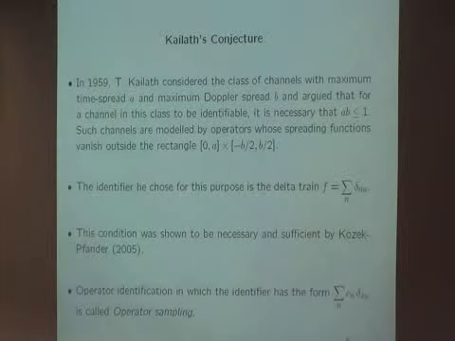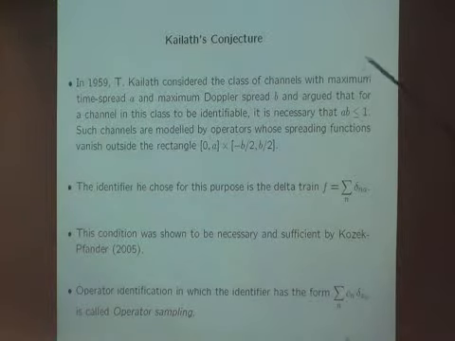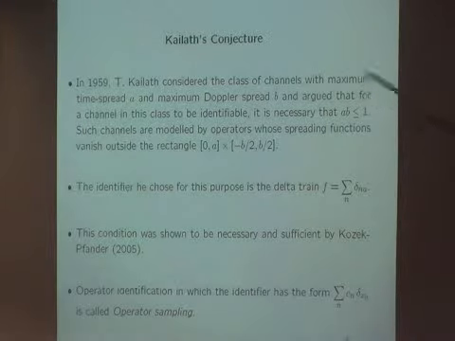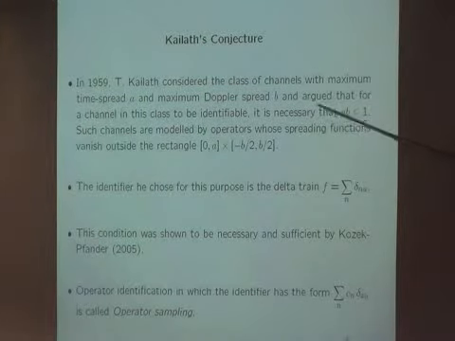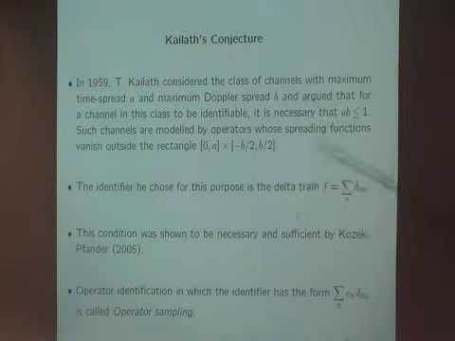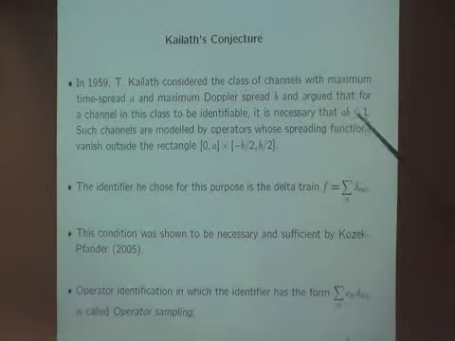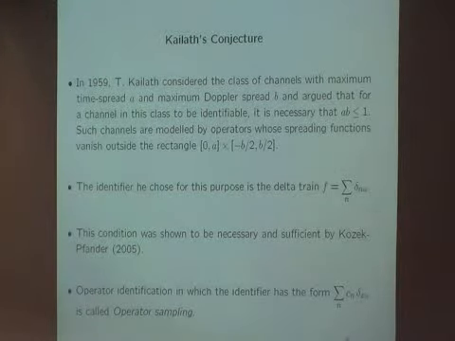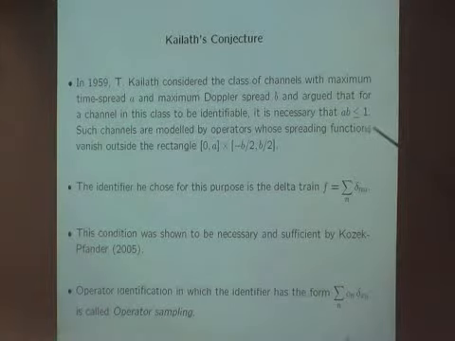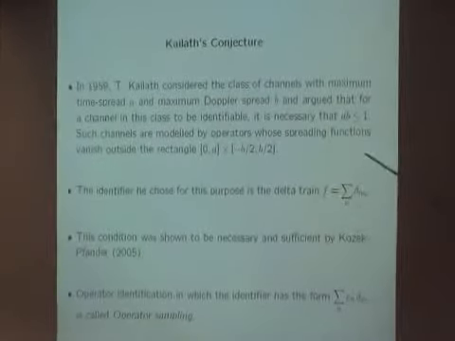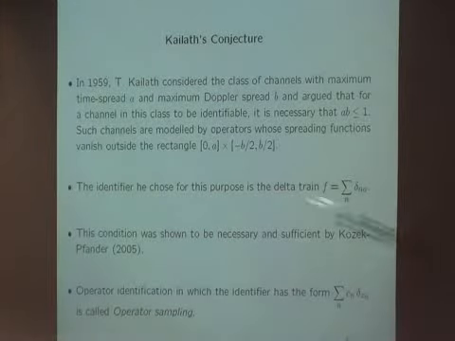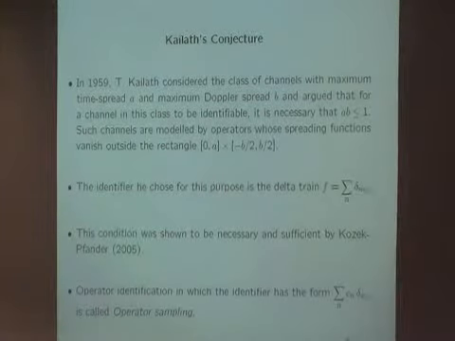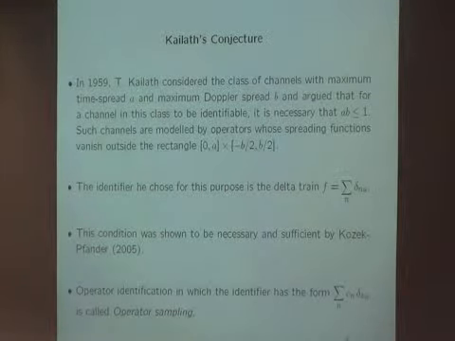To give a little bit of history on this problem, about 50 years ago, Kailath considered the class of channels with maximum time spread A and Doppler spread B, and argued that for such a channel to be identifiable, it's necessary that AB, the product of those two maximum spreads, be less than or equal to 1. In our language, that would mean operators whose spreading function is supported on this rectangle. The identifier that he chose to do that is a delta train.